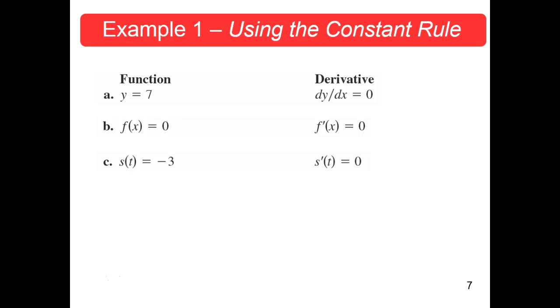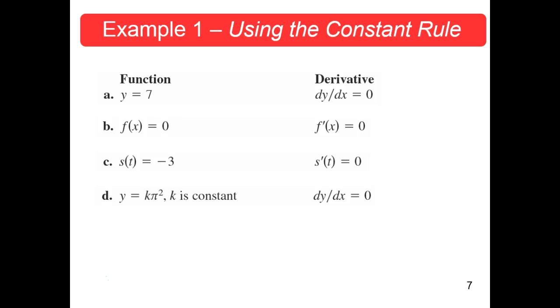All right. s of t is negative 3. What is s prime of t? 0, because at negative 3 it would be down here, always negative 3. That slope is 0 as well. These are hard, aren't they? We're going to have a lot of these on the test. How about this one?